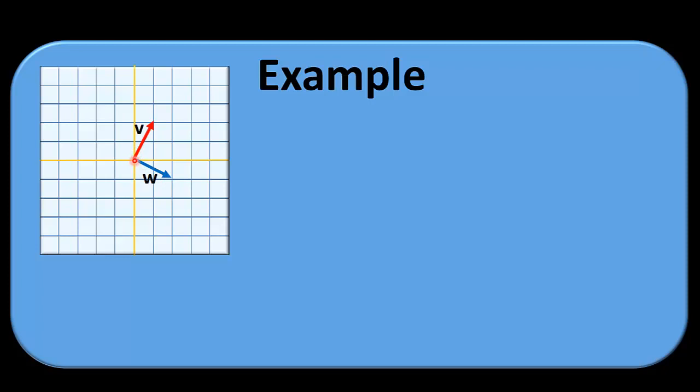Those are negative reciprocals. So if these were lines, you would say they're perpendicular, because the slopes are negative reciprocals. So here's what we have. We have v equals 1 comma 2, w equals 2 comma negative 1. See? 2, negative 1, 1, 2, like that.